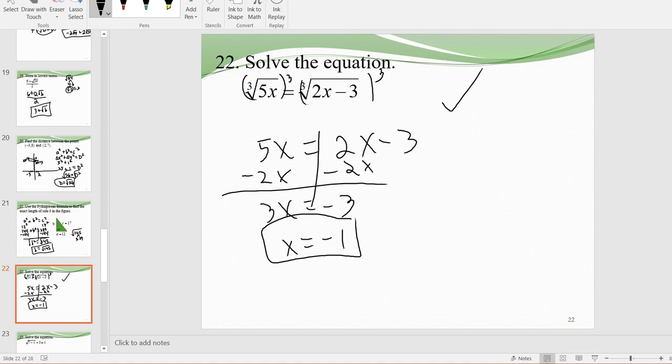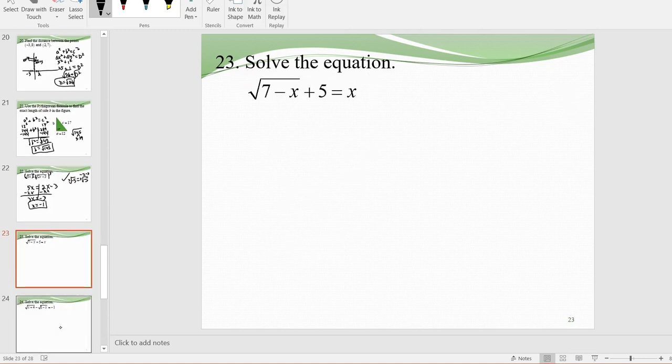But if you're not sure, we basically would have the third root of negative 5 is equal to, what was that? Negative 2 minus 3. So the third root of negative 5, which is true. The third root of negative 5 equals the third root of negative 5.